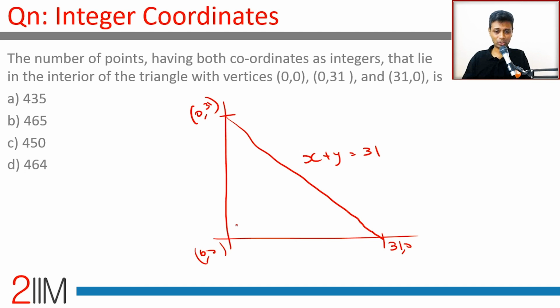You could put x equal to 1. Y could go all the way till 29. X is 1, Y could go from 1, 2, 3 till 29. X plus y would still be less than 31. If it were equal to 31, it would lie on the line. That doesn't work. The points on the axis won't work. Points on the line won't work.